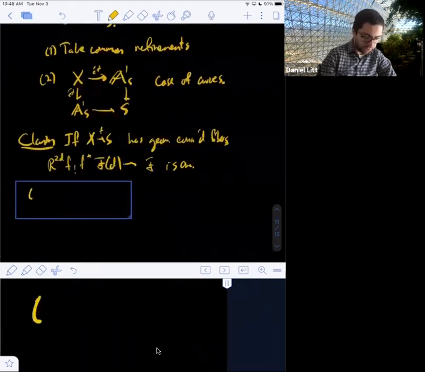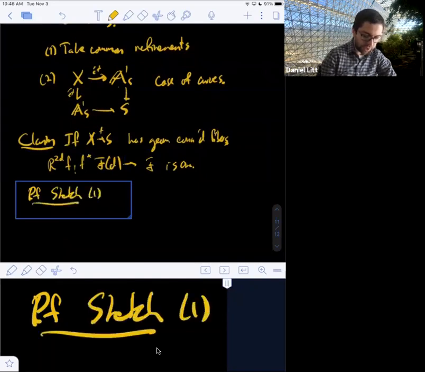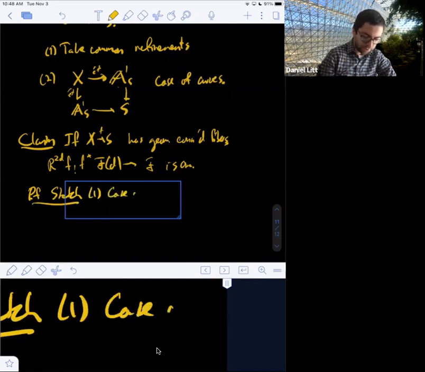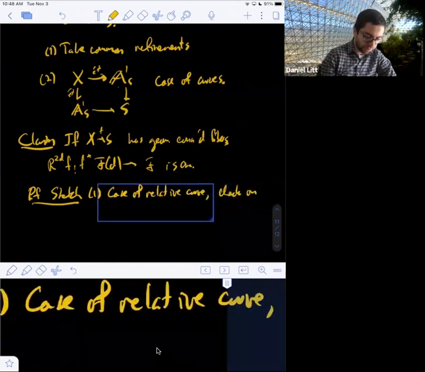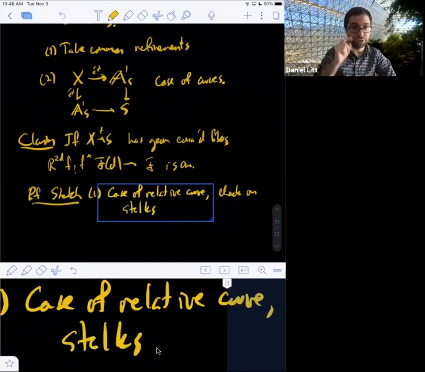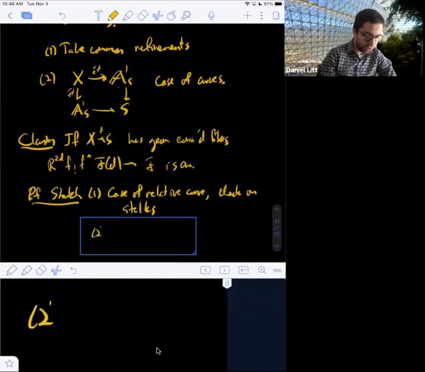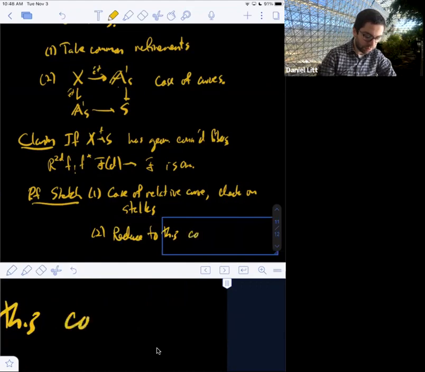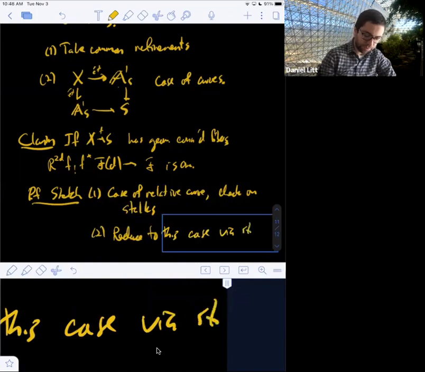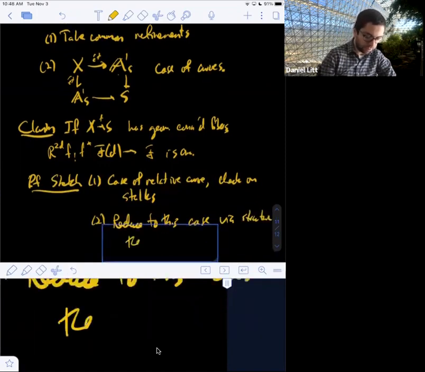And again, I'll just give you a proof sketch. So one is the case where this is a relative curve. You can check on stalks, and then it boils down to the computation for curves we already did. And then two is you reduce to this case, again via the structure theorem for Etale morphisms.